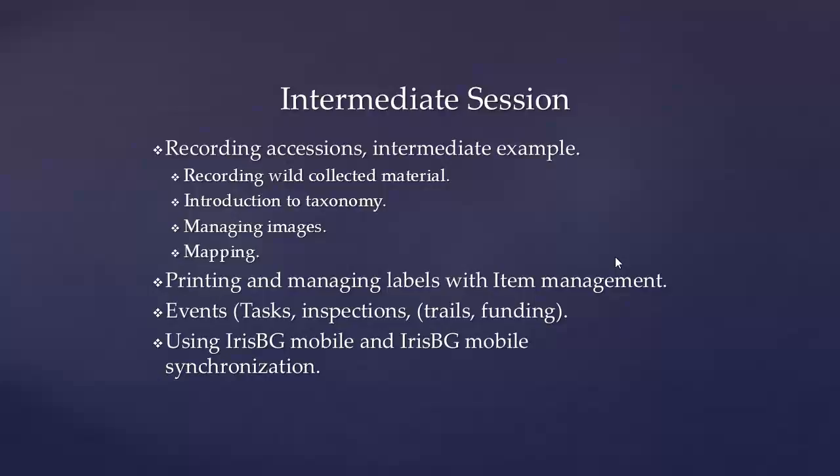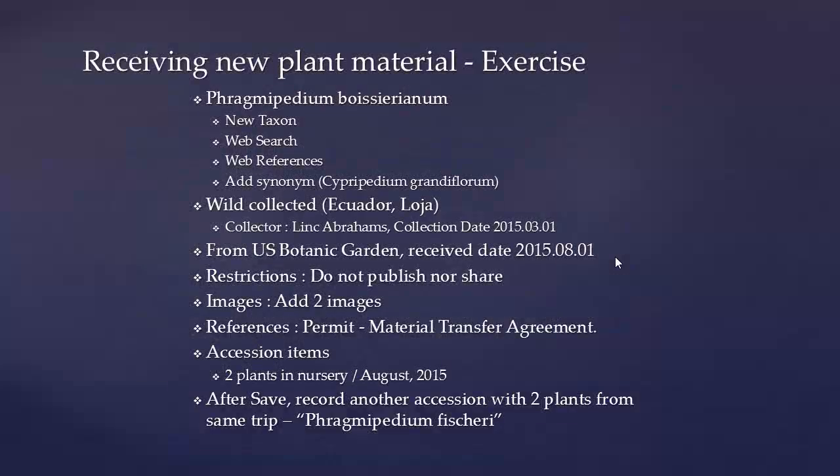Okay, let's get started. So we're going to go straight into an exercise where we're going to record a new accession. We've got some orchids here, a Phragmipedium boisserianum. What's interesting here is that it's not only a new accession, but it's also a new taxa. So we're going to make quite a complicated, or a bit more advanced, example of how you record this kind of information in Iris.